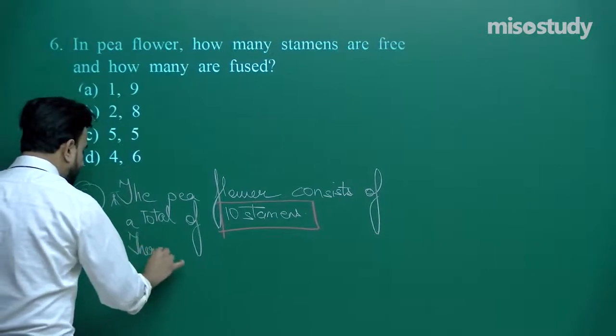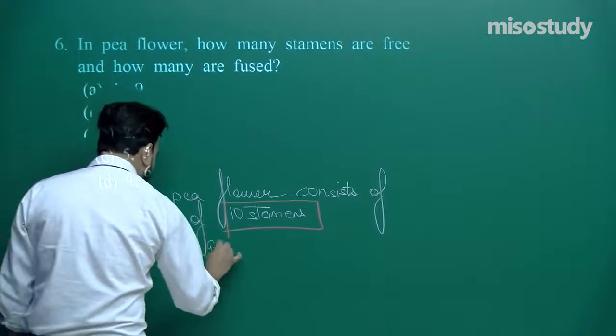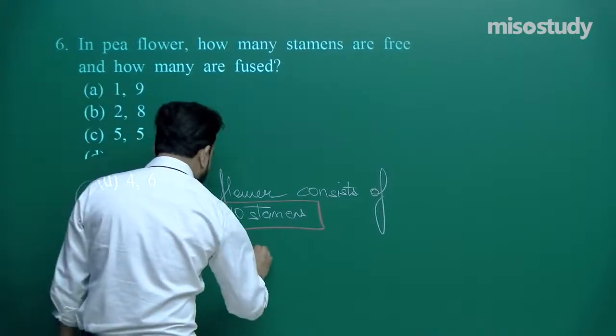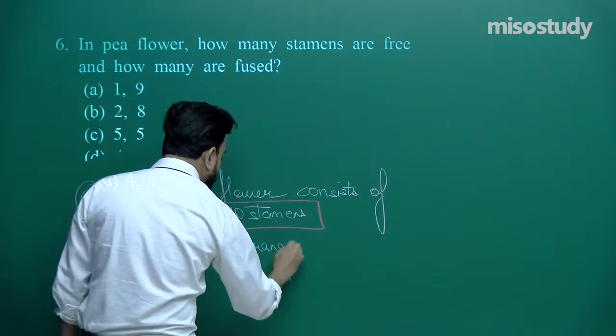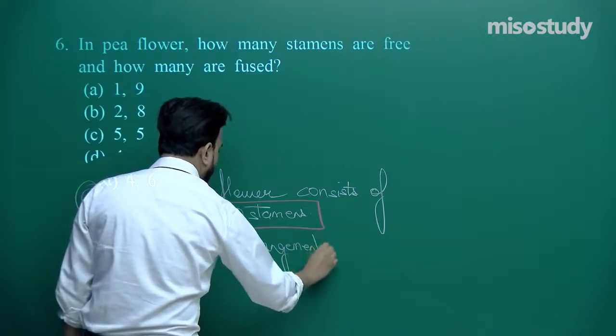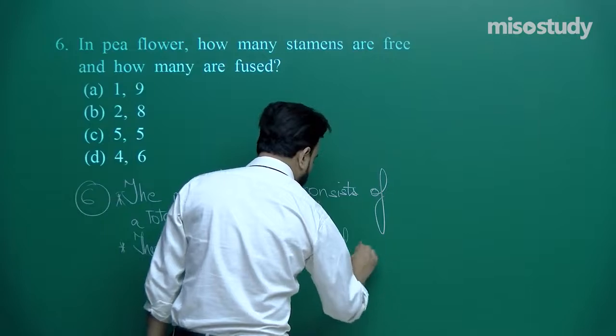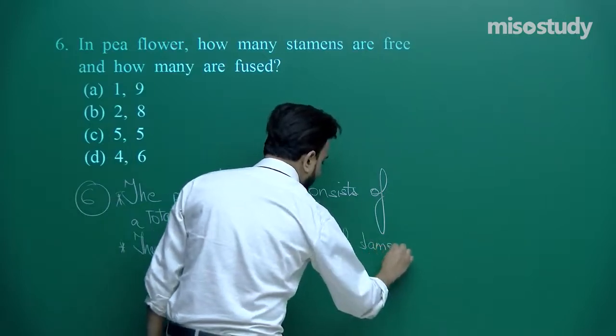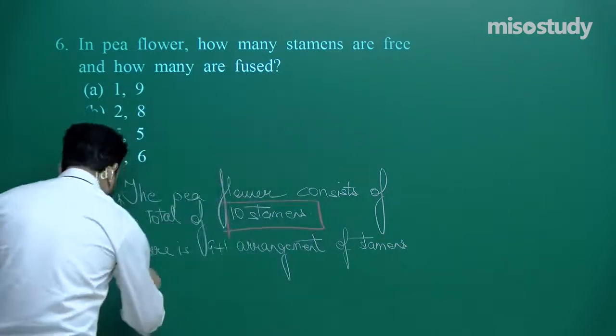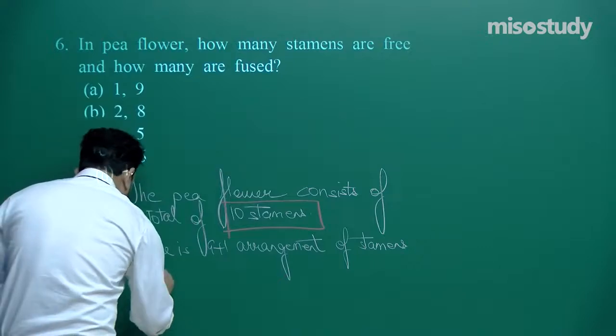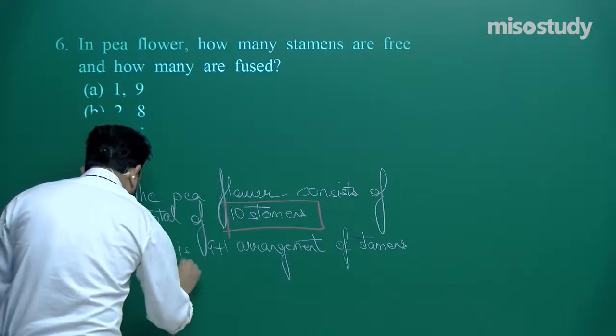There is a 9 plus 1 arrangement of the stamens in the pea flower, in the pea plant.